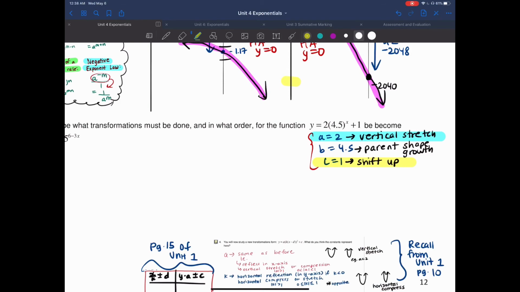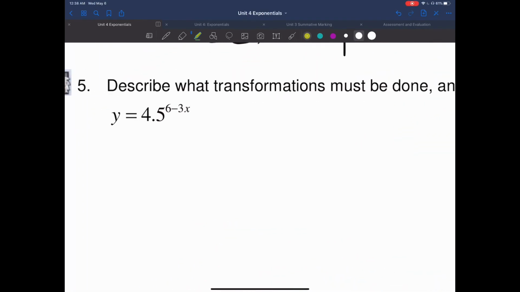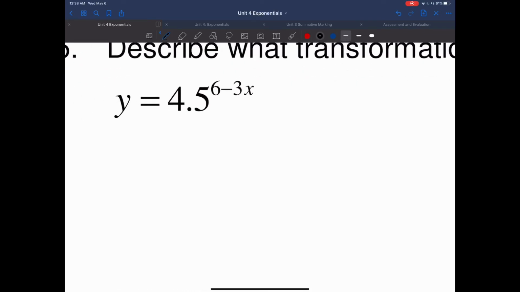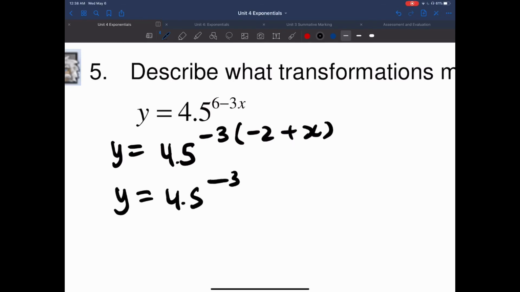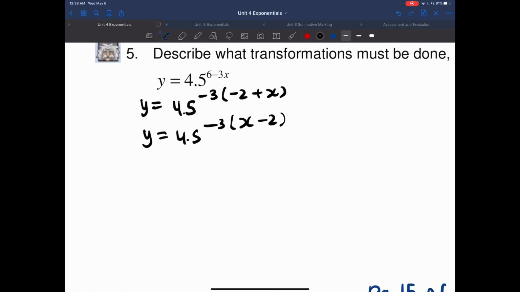Now I'm going to go to my transformed version that I want to eventually get to. I'm going to need to separate this so it doesn't look so complicated. I have my 4.5, but I'm noticing that I have a greatest common factor between my exponents. I'm going to take out that negative 3, and when I do that, I get negative 3 times x minus 2. I can rearrange that to be 4.5 to the exponent negative 3 bracket x minus 2. From that, although it might not be our preferred form, I can see my A, K, D, and C.